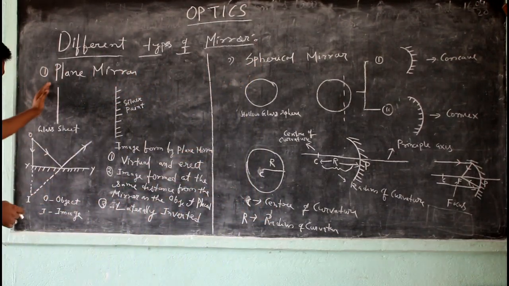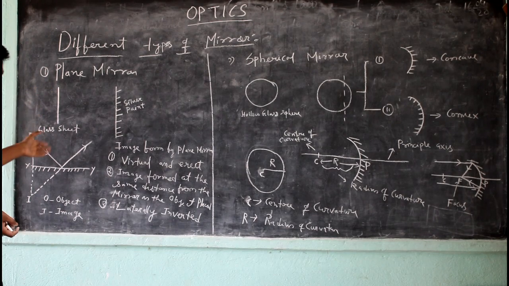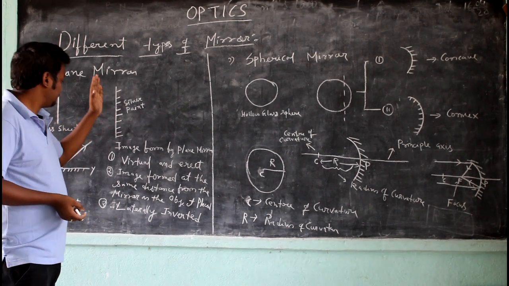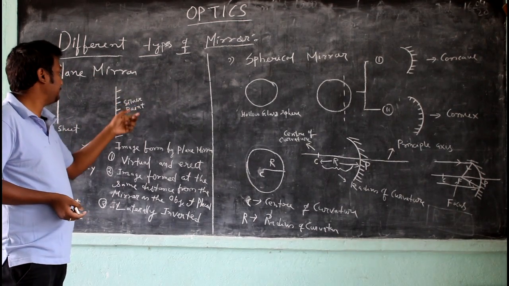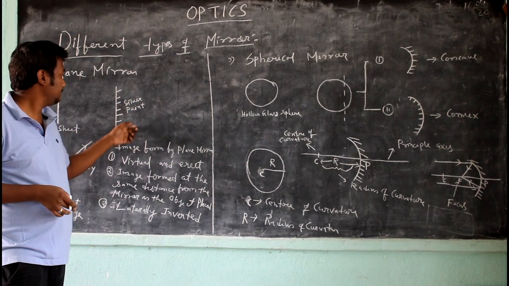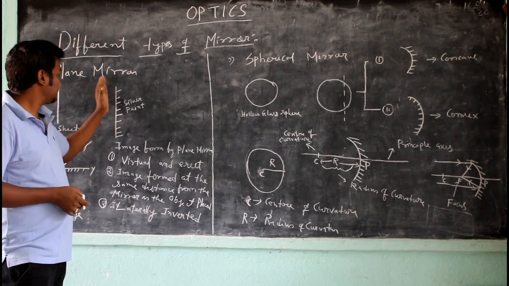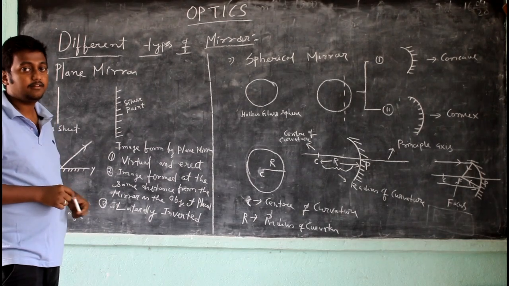First of all, we take one glass sheet, which is used in different glasses. You can see that in windows we use some glass or different glasses there. So we take one glass sheet first. After that, on one surface of the glass sheet we paint silver paint. We paint silver paint on one side of the glass sheet. Now this glass sheet becomes a plane mirror.